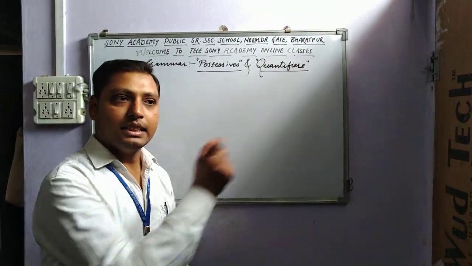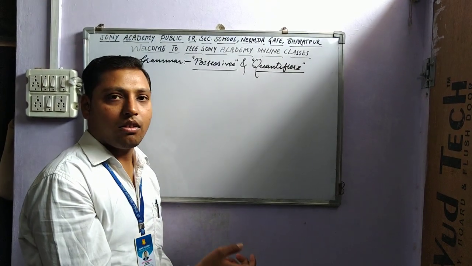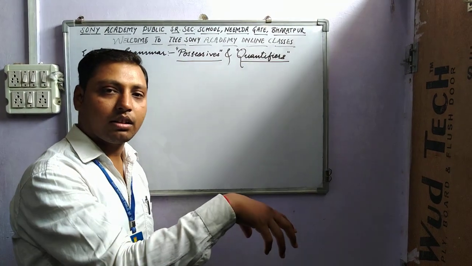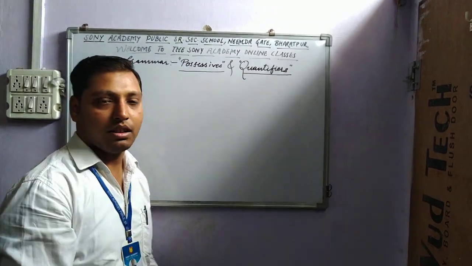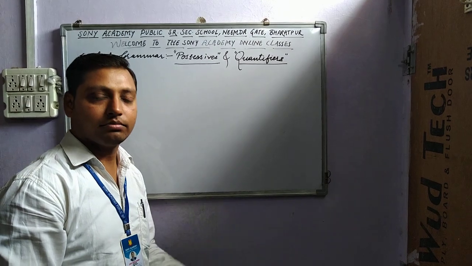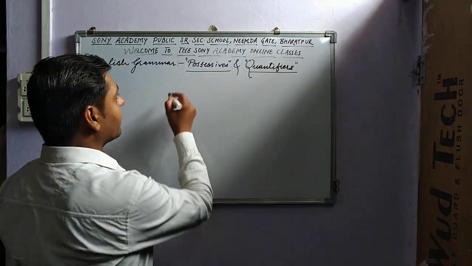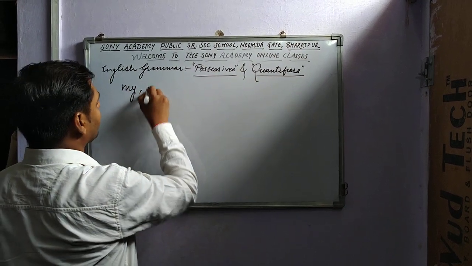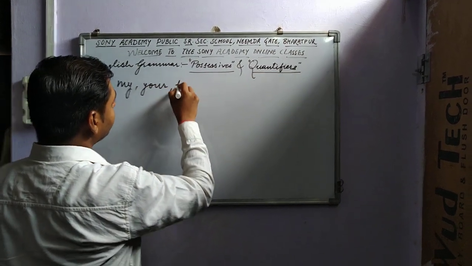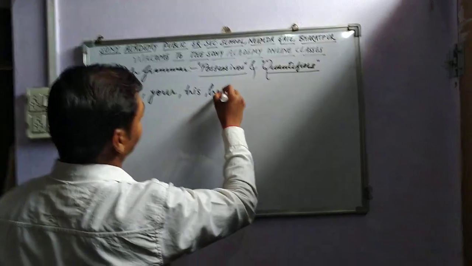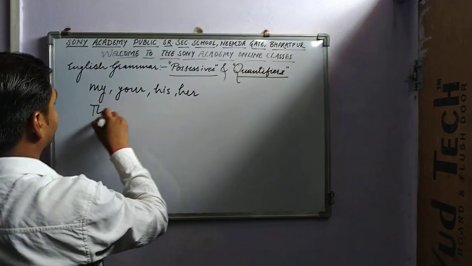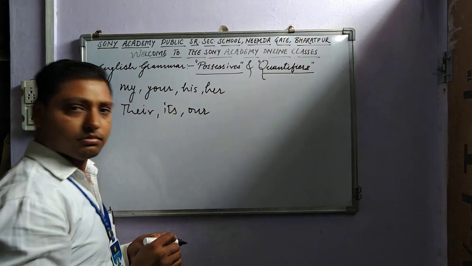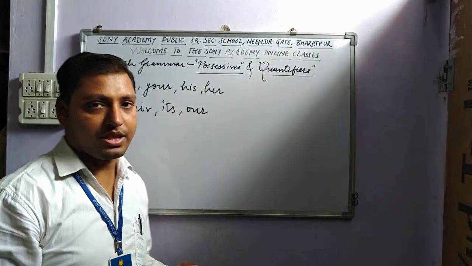Possessives, the word itself defines the meaning. Possessives means when a person owns something. Possesses something means the person is the owner of that thing. There are words that show possession, meaning mine, your, his, her, their, its, our. These are the possessive adjectives.